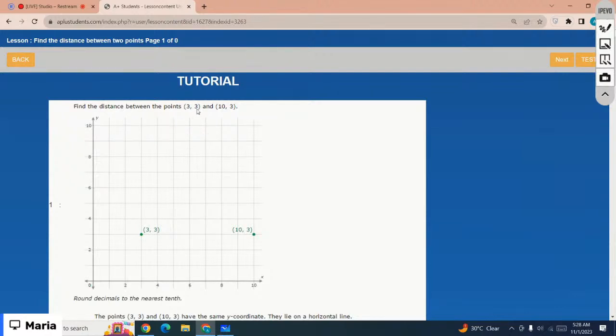Just look at the points carefully. They have the same y value, 3, right? They are on the same line, right? Just their x value is different. So subtract their x value. 10 minus 3 is 7. That means the distance between the 2 points is 7.